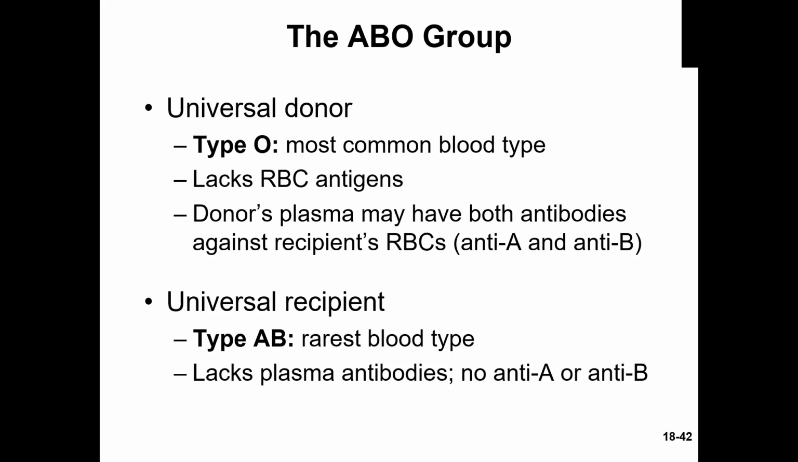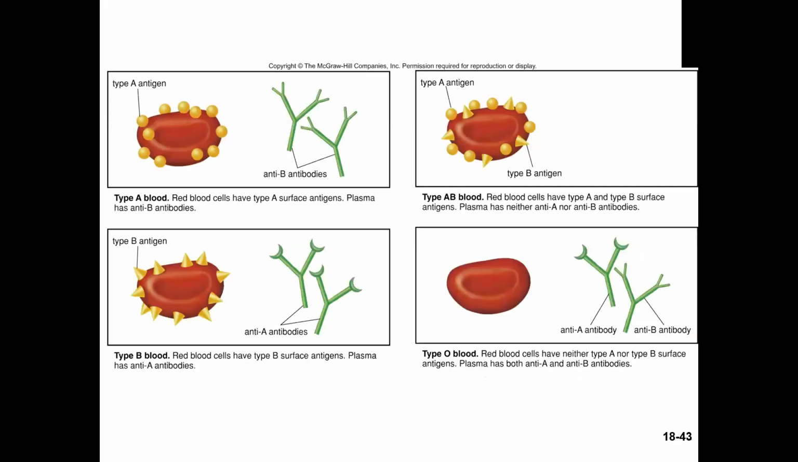Now, the universal recipient, the reverse of that, is the AB. Remember, AB has both antigens on the surface of the cell. So if you're an AB blood type, you will not have antibodies to either. So you can receive A or B or O, okay, because there will be no antibody response against your red blood cells.